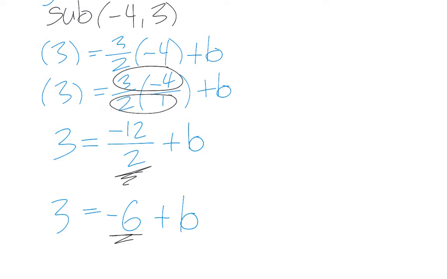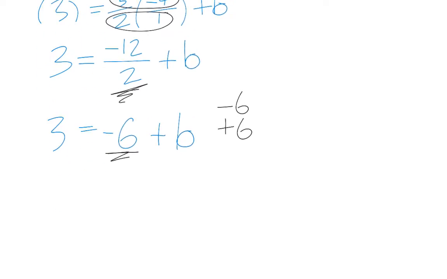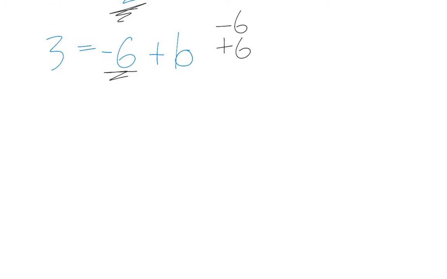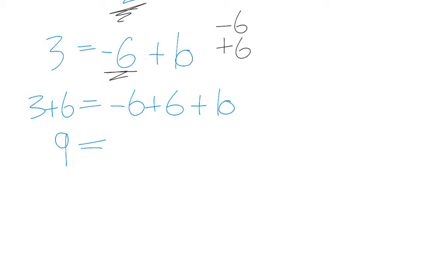The opposite of negative 6 is plus 6. Therefore, I'm going to have to add 6 to both sides of this equation. So you'll have 3 plus 6 equals negative 6 plus 6, and that b stays exactly the same. 3 plus 6, pretty simple, that becomes 9. Negative 6 plus 6, that cancels out, which leaves you with b.